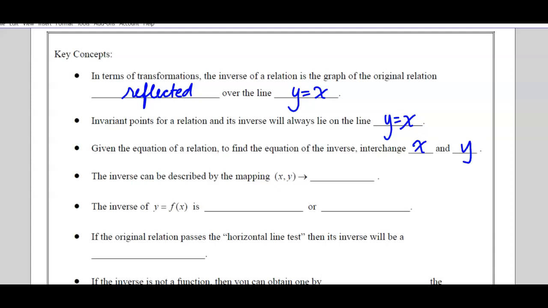So mapping notation will be (x, y) goes to (y, x). The inverse of y equals f of x, interchange them. And then remember, we like to solve for y. So that's why we have that notation.